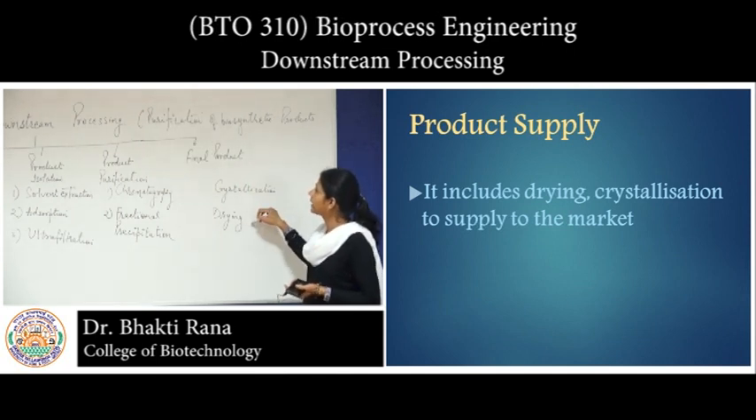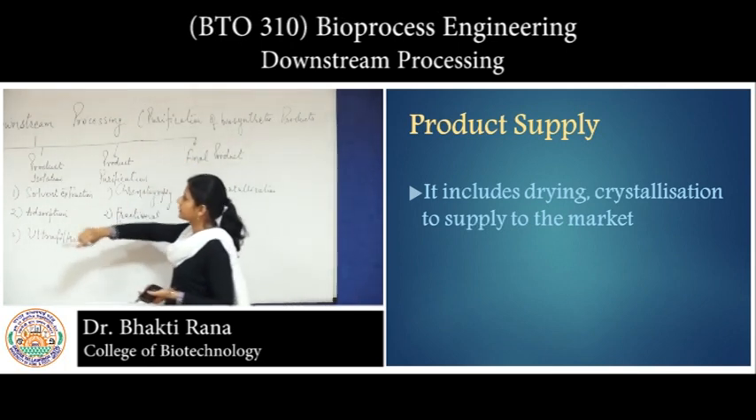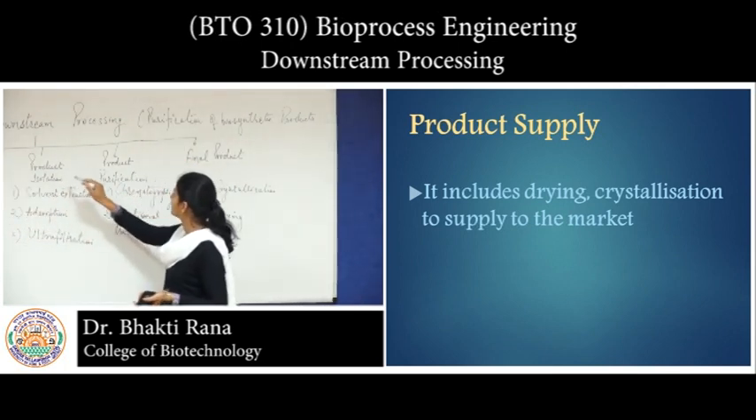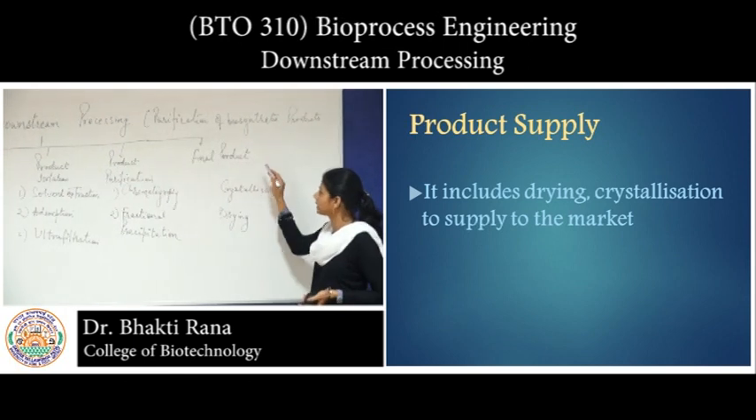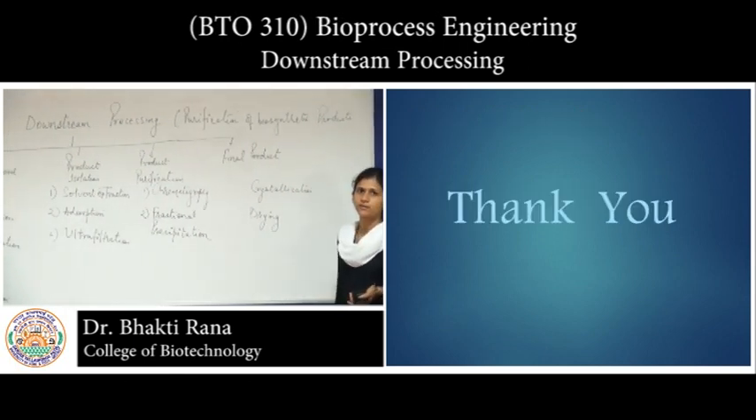That is the final product. So under downstream processing, cell removal is there, then product isolation, then product purification, and after that you will get the final product.